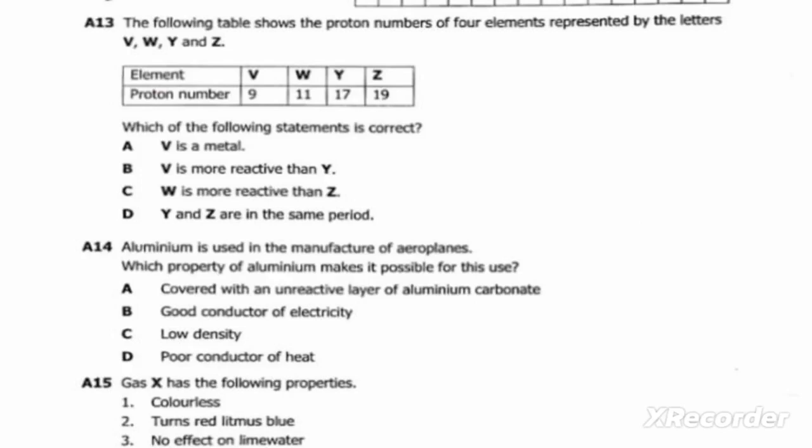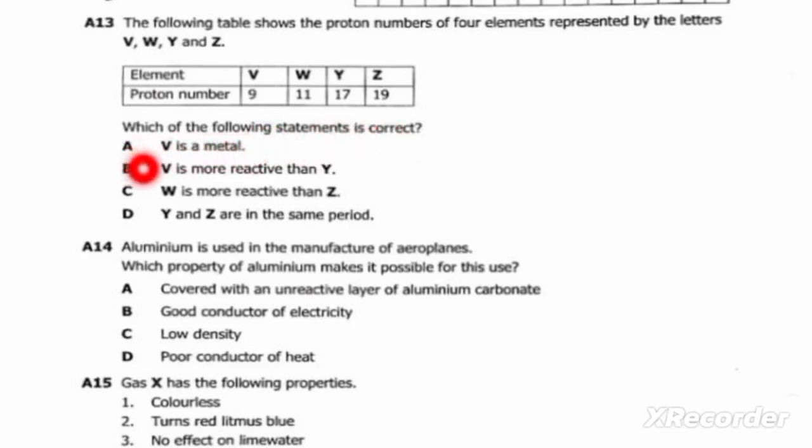So we have the first row, we can see element, we can see V, we can see W, we can see Y, and we can see Z. Here we have proton number. Which of the following elements is correct?